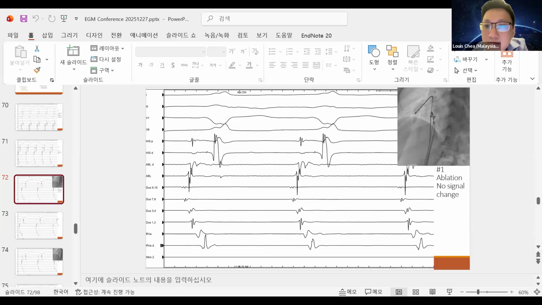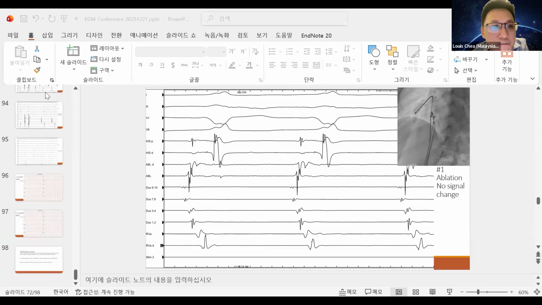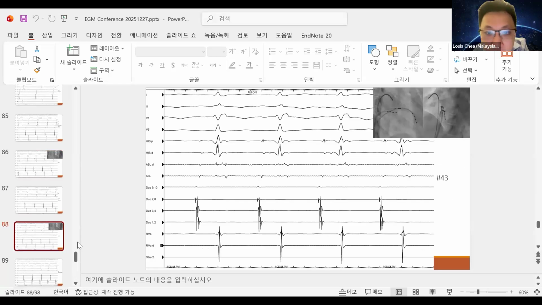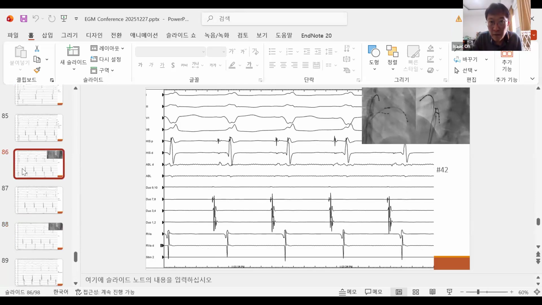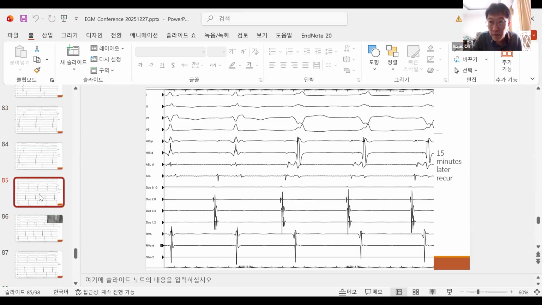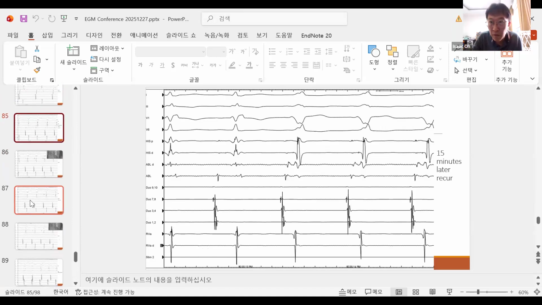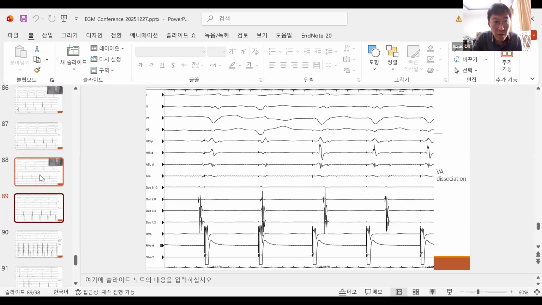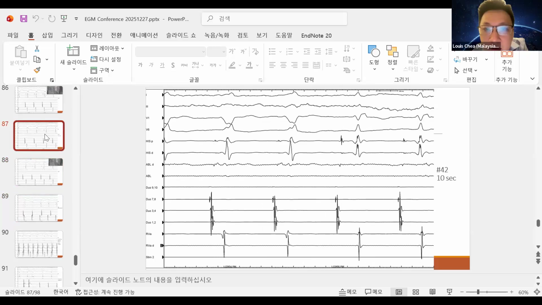Yeah. Can I see the last ablation signal? Before. No, it's 41. Yeah, this would be before the loss of the delta. This one.